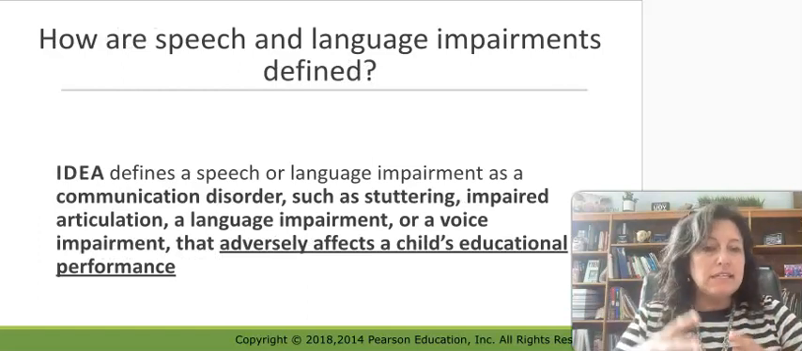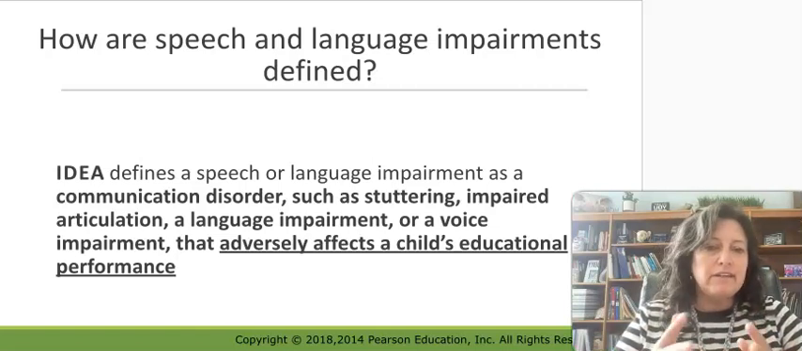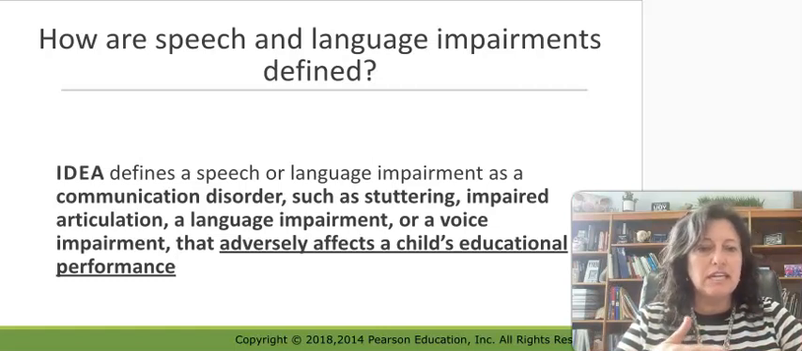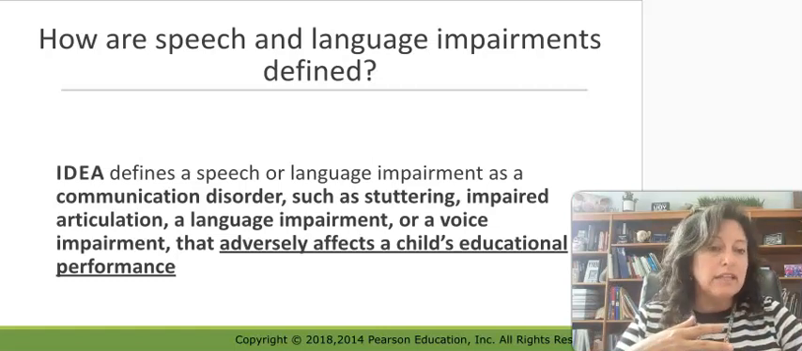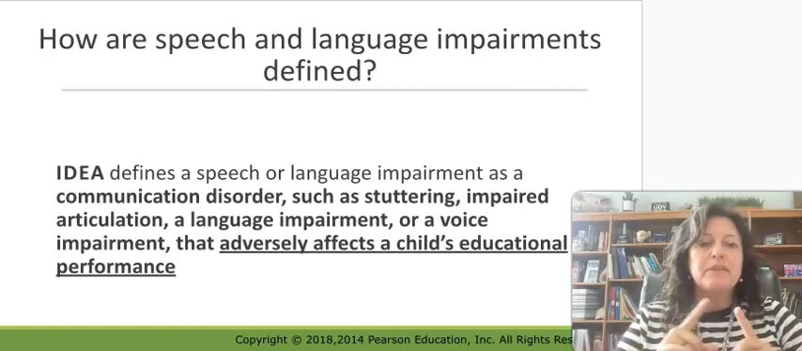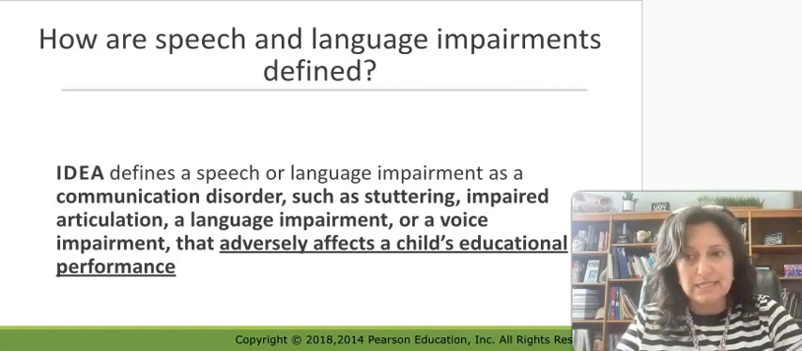Now, this is in IDEA. This is one of the disabilities listed in IDEA. It defines speech or language impairment as a communication disorder such as stuttering, impaired articulation, a language impairment, or a voice impairment, and here's the key again, adversely affects a child's educational performance.